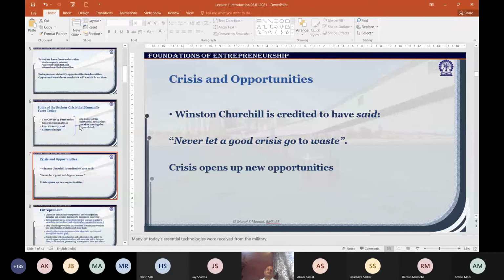Now, Winston Churchill once said, never let a good crisis go to waste. If you see everybody is running away, don't start running with them. Just try to understand why people are running away. What is there? Then you see, okay, there is a crisis. Something is chasing them. Now you try to understand what is chasing them. Can I do something to push that away? You create value for yourself, value for people who are running away, and you create wealth. That is an opportunity. So crisis actually opens up new opportunity.